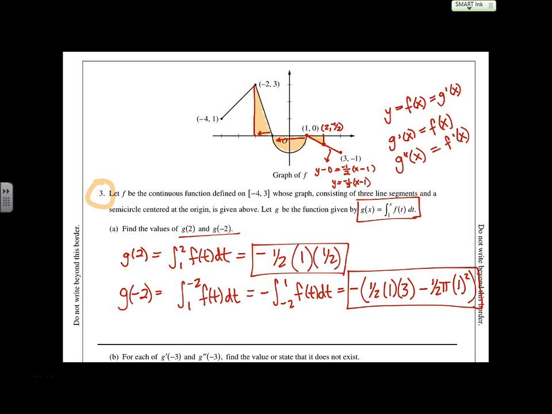If you had thought about the other way, moving from 1 backwards to -2, you would have had a positive 1/2 pi r squared and the negative of the triangle. Positive semicircle, negative triangle, and that's exactly what this would end up being if I was to distribute it. So both of those.